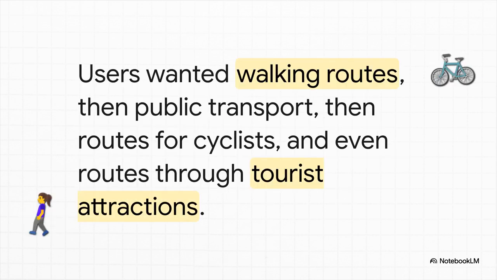Success brings new demands. Suddenly, users want walking directions. Then, they want public transportation routes. Then, hey, what about routes for my bike? Can you show me the most scenic route for tourists? And each time, a new algorithm just gets crammed right into the main code.